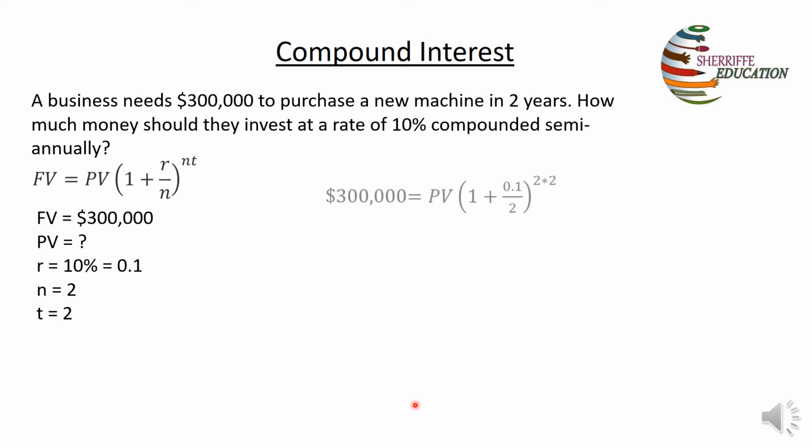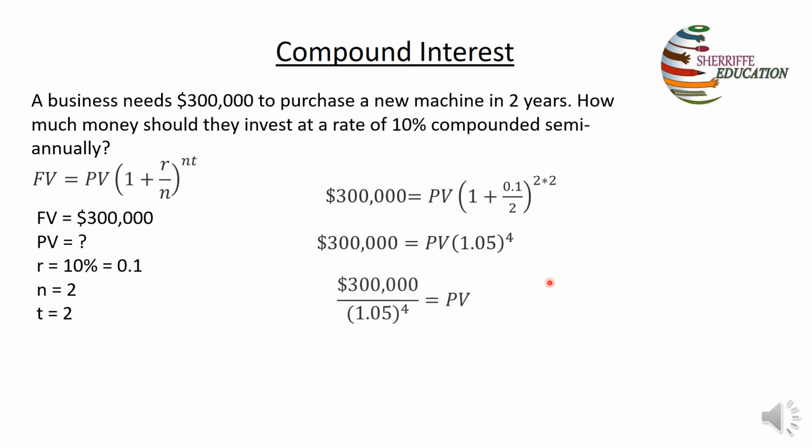And once again, it's just a matter of substituting the relevant values. So future value, present value is unknown, R is 0.1, N is 2, T is 2. We substitute, and that gives $300,000 is equal to the present value times 1.05 to the fourth. Now, how can we solve for the present value? All we have to do is divide both sides by 1.05 to the fourth. So that gives us $300,000 divided by 1.05 to the fourth is equal to the present value.